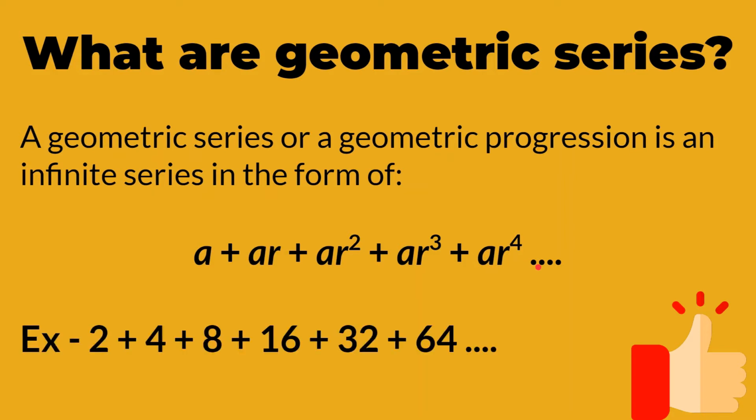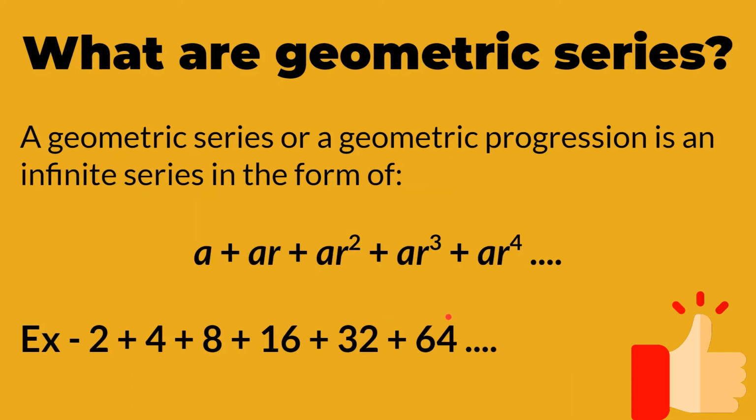For example, 2 plus 4 plus 8 plus 16 plus 32 plus 64. So here a is 2 and r is also 2. So we can see that a is equal to 2, then ar is equal to 2 into 2, 4, then 4 into 2 is 8, or 2 into 2 squared, that is 8, 2 into 2 cubed is 16, and 2 into 2 raised to 4 is 32, and 2 into 2 raised to 5 is 64.